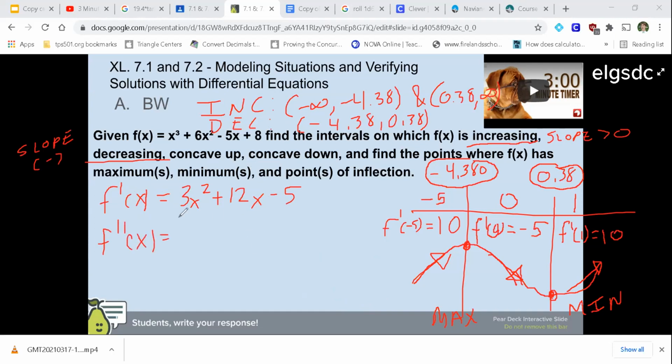What's the derivative of this function? 6x plus 12. Yep, and then we're just repeating the same ideas. So when is this 0? At negative 2. Nice thing about this one is it only has 1 zero. So we're going to make our table again.